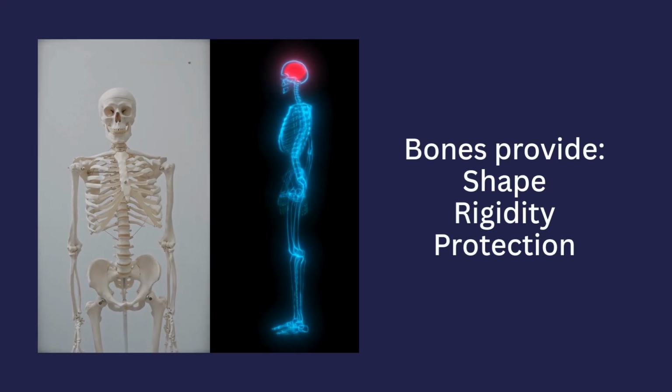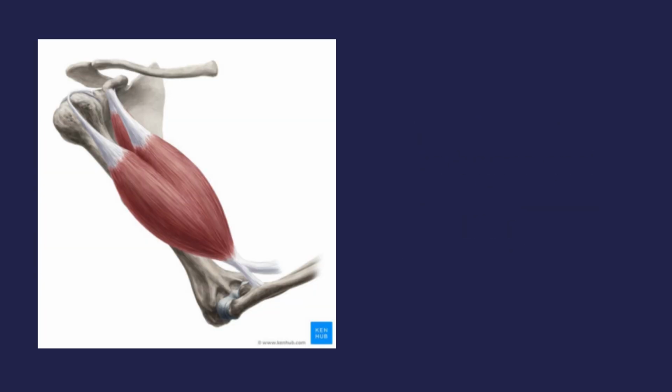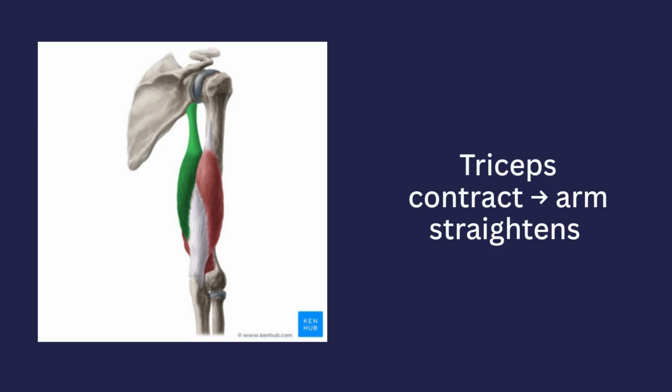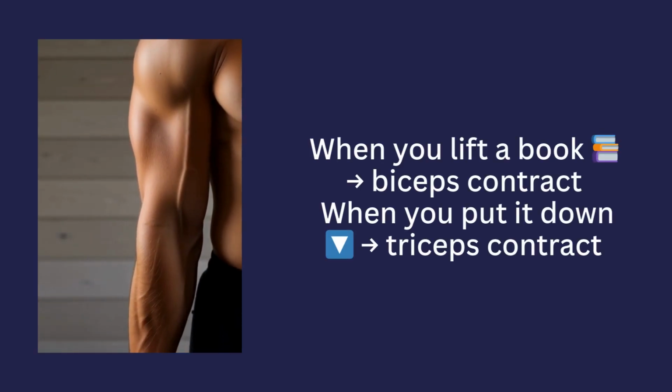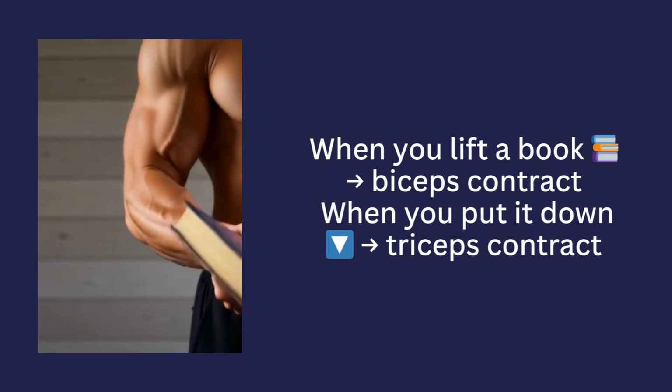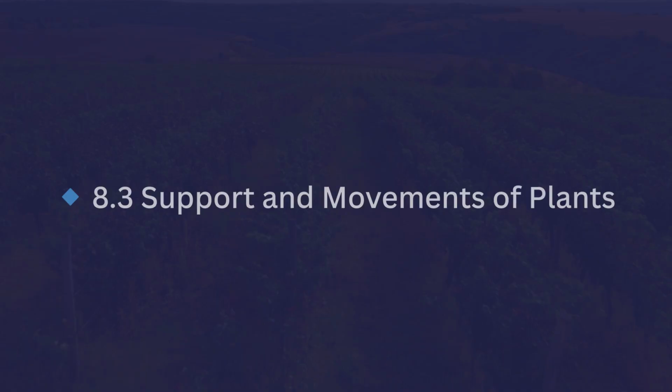8.2 Bones, muscles and joints. Bones provide shape, rigidity, and protection. Muscles attach to bones and work in pairs. Biceps contract, the arm bends; triceps contract, the arm straightens. Example: when you lift a book, biceps contract. When you put it down, triceps contract.